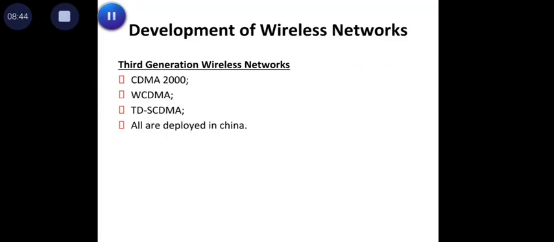So the examples for third generation wireless networks are CDMA 2000, WCDMA, and TD-SCDMA. These three techniques are deployed in China.